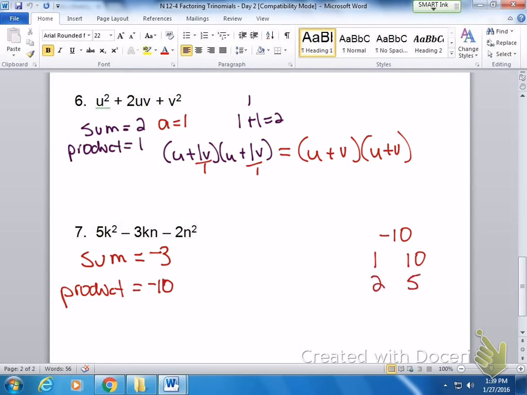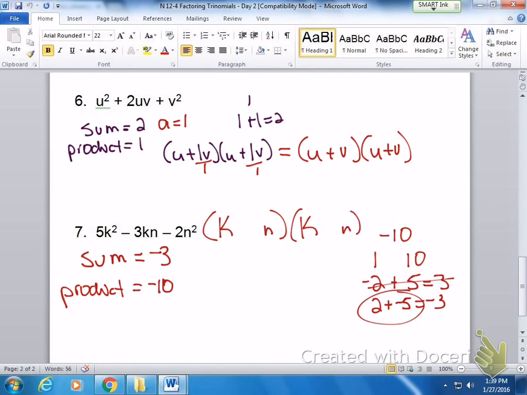Then I have 2 and 5, which there is something I can do with that. I'm going to try making the 2 negative first. Negative 2 plus 5 gives me positive 3. Well, that didn't work, so I'm going to switch it. 2 plus negative 5 equals negative 3. So there's my answer. Open up my parentheses. I'm going to put my k first, some space, and my n. Same thing in the other one. And I found the answer was 2 and negative 5, so plus 2n, minus 5n.